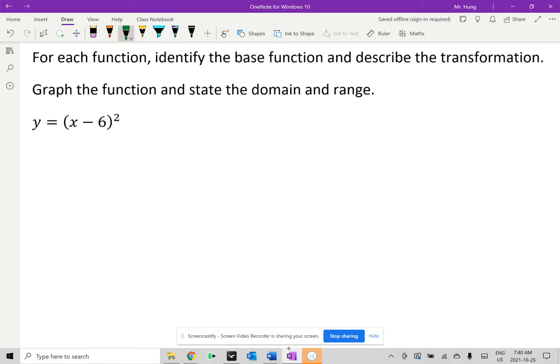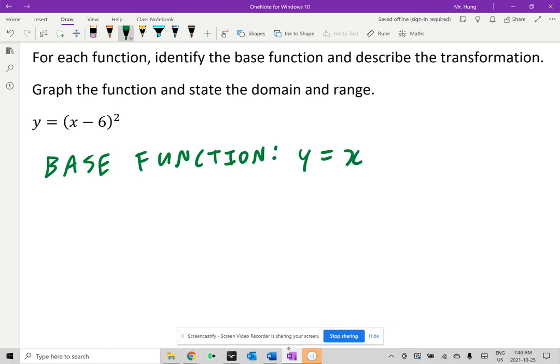So by inspection, you can tell that the base function or the parent function is going to be in the form of y equal to x squared. And the way we know this is the parent function is because of the transformation. So in the second part, it says describe the transformation. (x minus 6) squared means you're going to be moving the graph to the right by 6 units. And you have to write this with the following language.